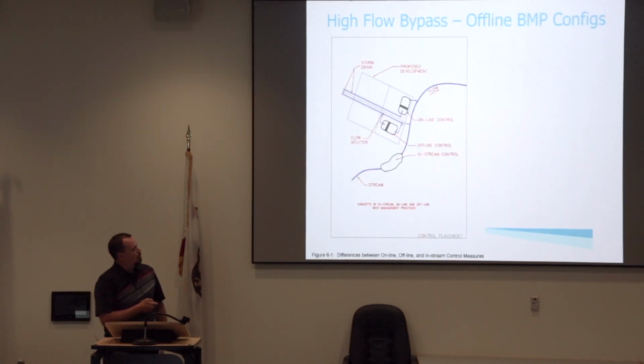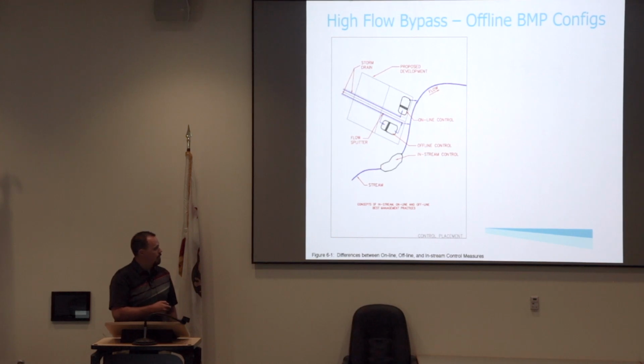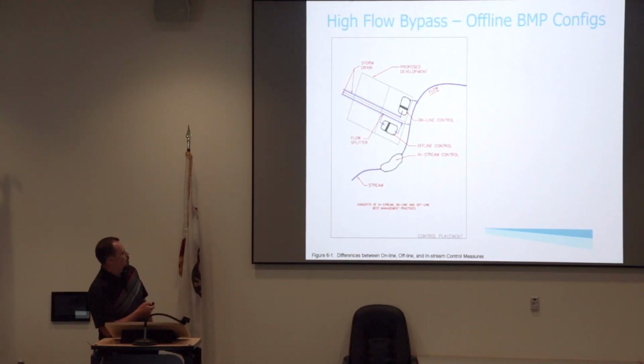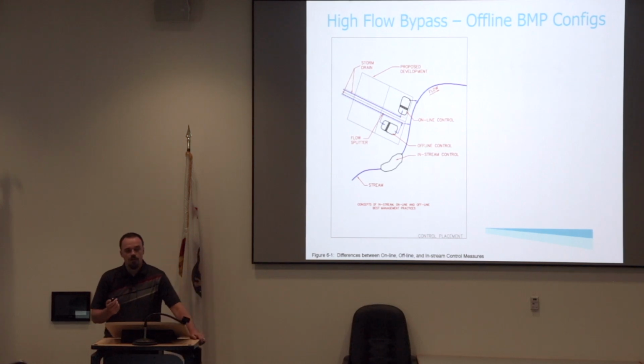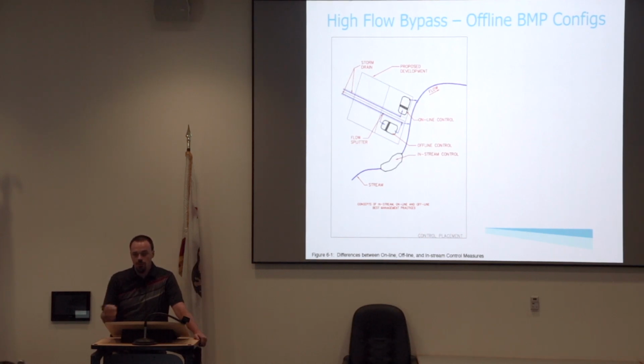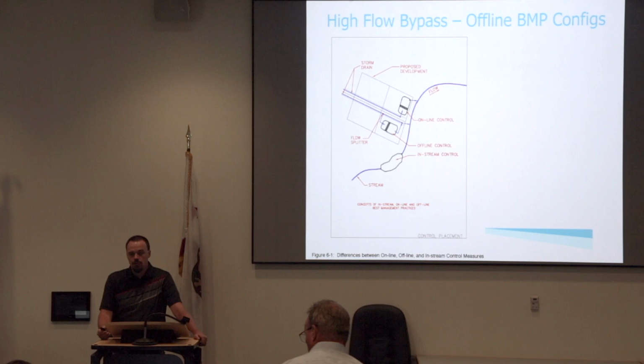This goes into the same idea. So this is figure 6-1 from the technical guidance manual. And what this shows is different configurations you can do for your BMPs. So we talked about online BMPs. There was a question earlier before lunch: can you put everything to one BMP, both your high flows and your low flows?